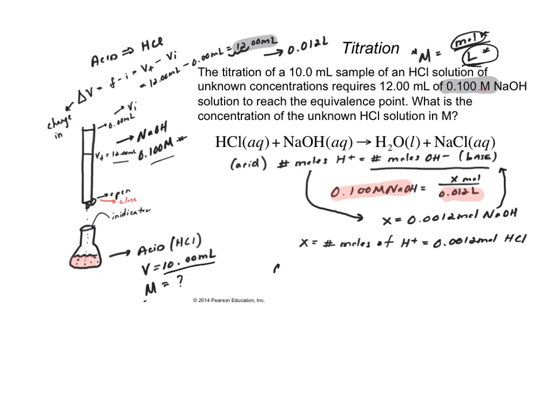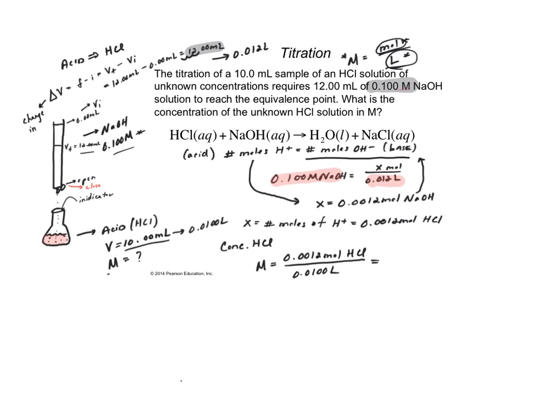So to calculate the concentration, or molarity, of our HCl, we have 0.0012 moles of HCl. Now we just need to divide that by the volume that was there initially, in liters. Again, we move the decimal 3 places to the left. This ends up being 0.0100 liters. When we divide by 0.0100, we end up with a concentration of 0.120 molar HCl.